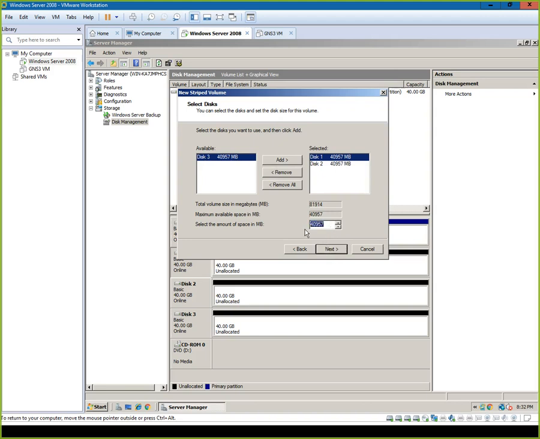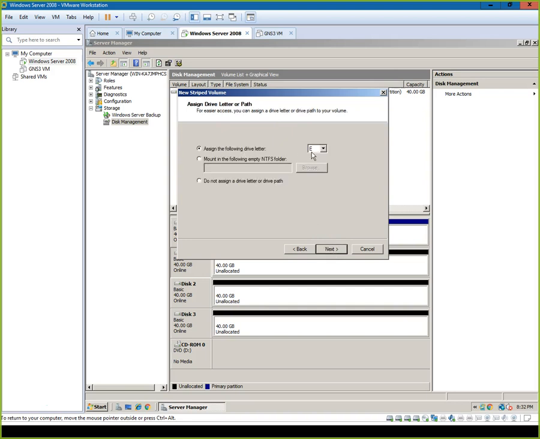I think what I'm going to do is make these really small. This is what's available, the total size in megabytes and the amount of space in megabytes. Let's see if we can make this. My keypad doesn't work on this thing. 10,000. So we're going to use 2 disks, and we're going to make a 20 meg hard drive. It doesn't matter what the sizes are. You would make them whatever you would need.